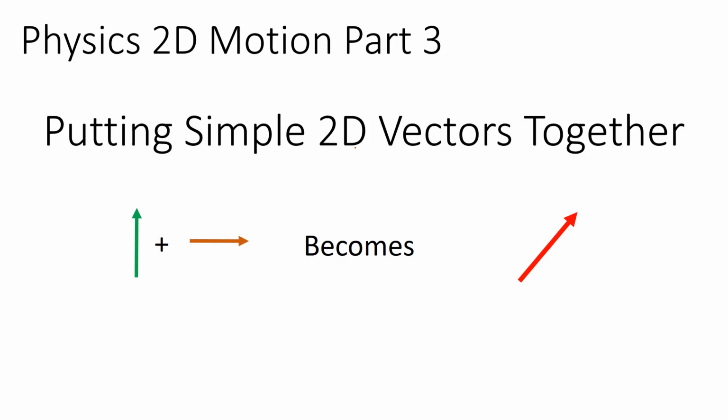This is the third video in a series on 2D motion where you put together simple 2D vectors. Like you have these two vectors right here and they become components, the y component and the x component, and you put them together and you get this one. That's the graphical representation, but we're going to go ahead and do that with numbers.